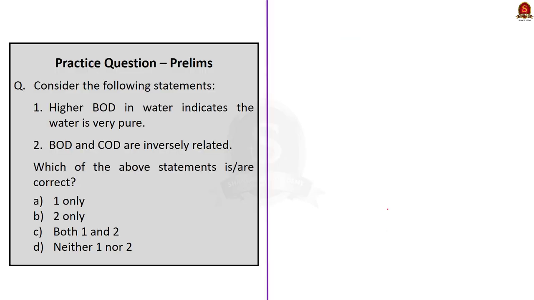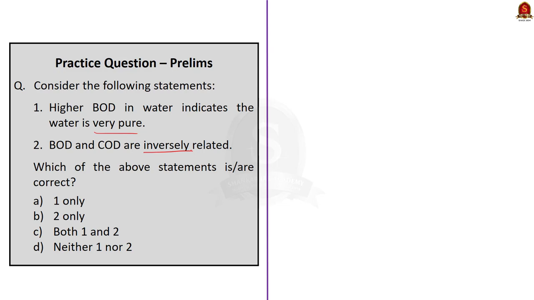Coming to the first question, it is a two-statement question and we have to find the correct statements. Let me read out the question first. Consider the following statements. Statement 1. Higher BOD in water indicates the water is very pure. Statement 2. BOD and COD are inversely related. Which of the above statements are correct?